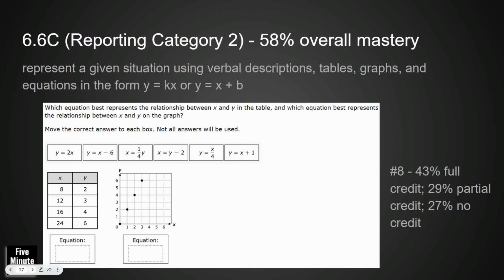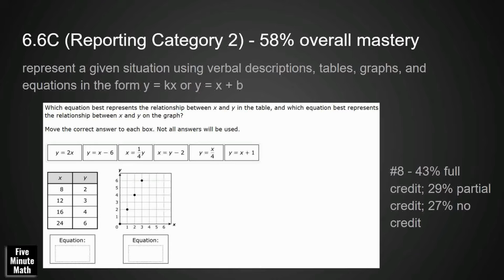Finally, 6.6C, 58%. We had a drag and drop here. This is a 2-point problem. We needed to represent equations and situations, tables, graphs. All right. So let's take a look at this first one on the left, this table.